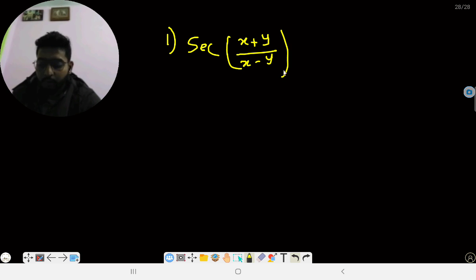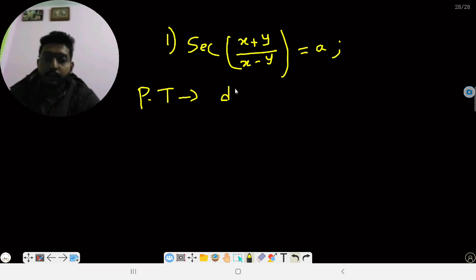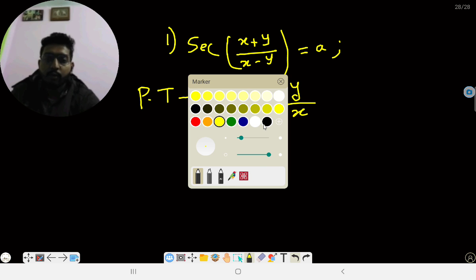Question number 1. The question is like this: sec((x plus y) divided by (x minus y)) equals a, then prove that dy/dx equals y by x. So this one is the first one for today. It is given sec((x plus y) by (x minus y)) equals a. We have to prove that dy/dx equals y by x.